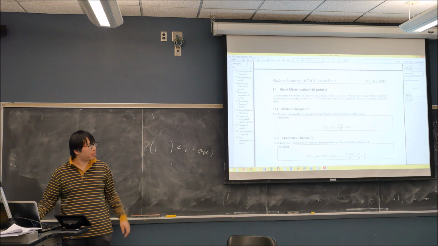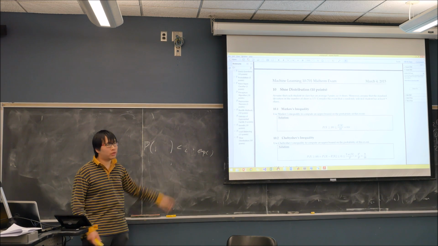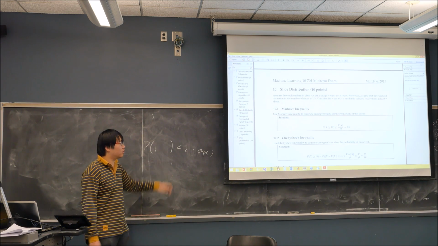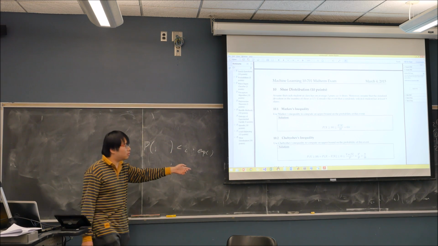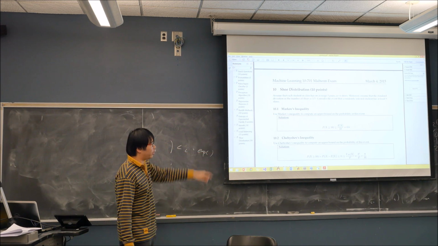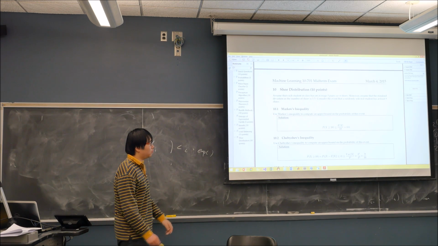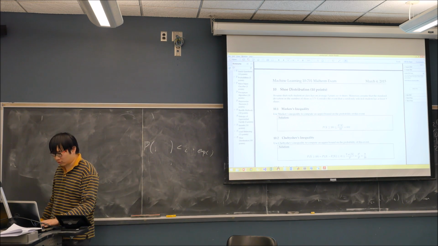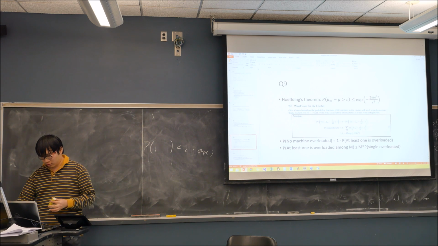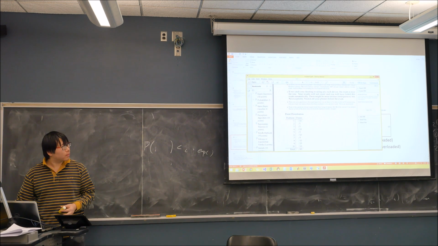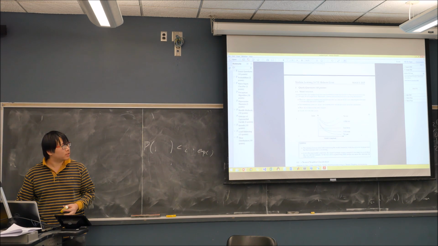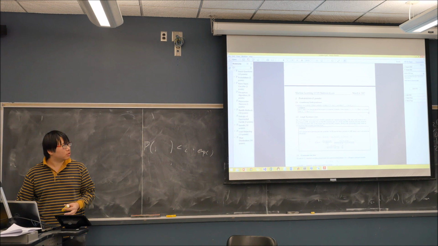So the last problem. For the first two questions, just plug in numbers, right? You can copy the inequality from the slides and then plug in the mean and the variance. Oh, sorry, this is the older version of the solution. That should be the old one. Okay. The solution is actually posted on the website in the exam page. You can just check it.